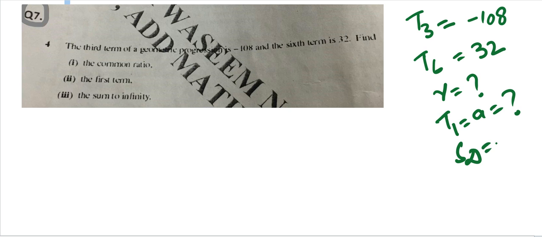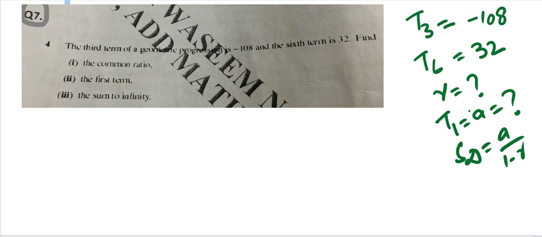Find the common ratio. The first part is that we want to find the common ratio, and also we want to find the first term, and that is actually a. We want to find the first term and the sum to infinity. If we look at our data, we have two variables that we want to find, a and r, and two equations that are given to you.